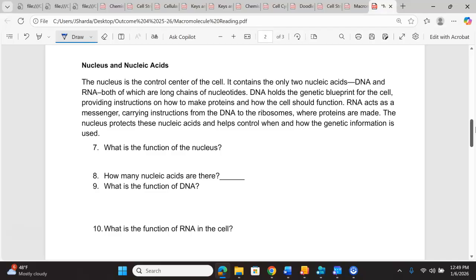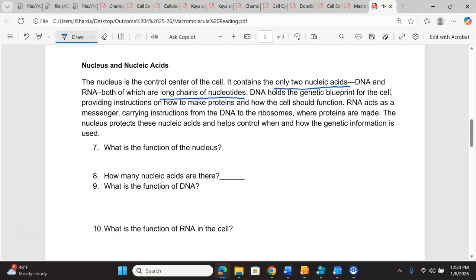Okay, and how does this relate to the cell? Well, they are found in the nucleus. So, nucleus and nucleic acids. The nucleus is the control center of the cell. It contains only 2 nucleic acids. This is a different thing, right? DNA and RNA, both of which are long chains of nucleotides. Okay, nucleotides are going to be that monomer again.